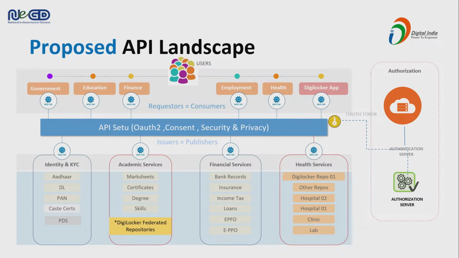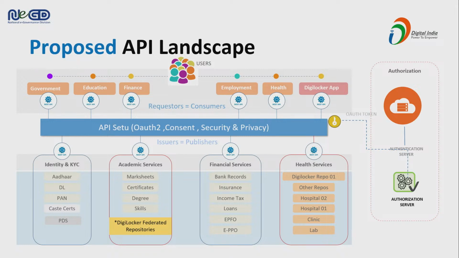So we have APIs from various domains such as identity and eKYC. We have APIs from academic services as well, through which you can access mark sheets, certificates, degree certificates and skill certificates. Along with this, we also have the APIs from banking domain, insurance domain, and we have APIs from EPFO and EPPOs, etc.